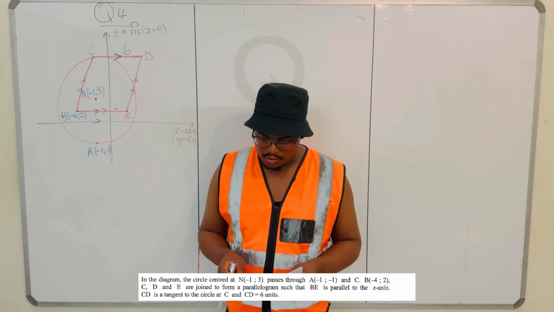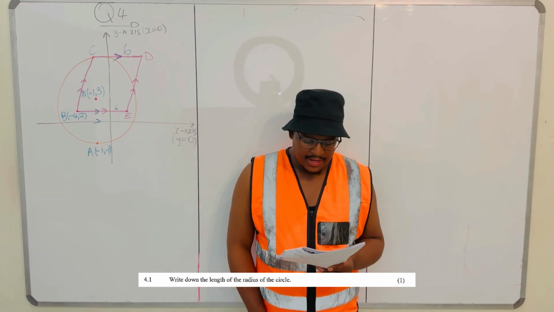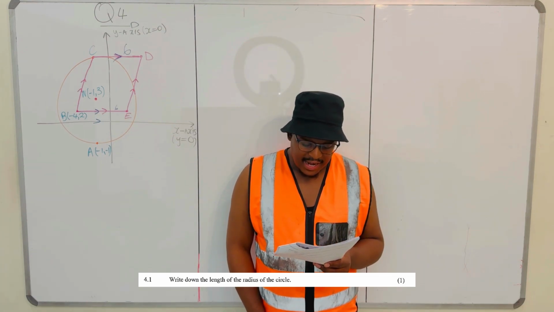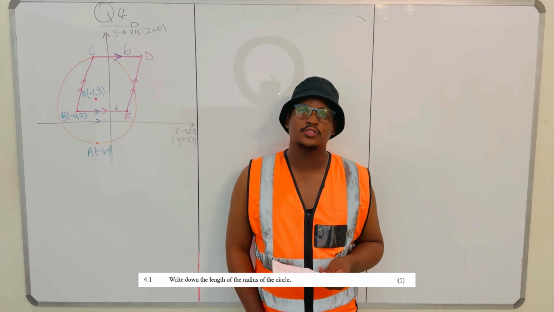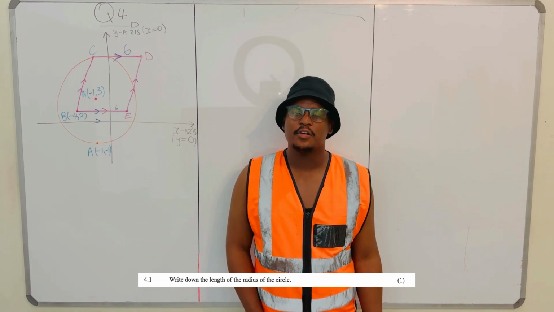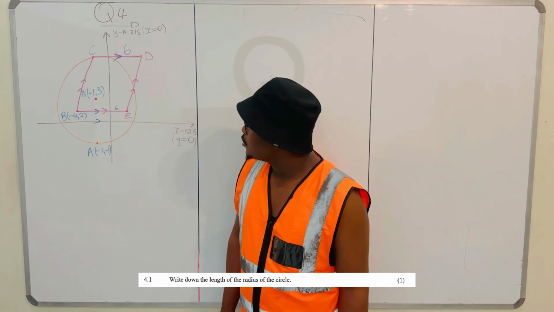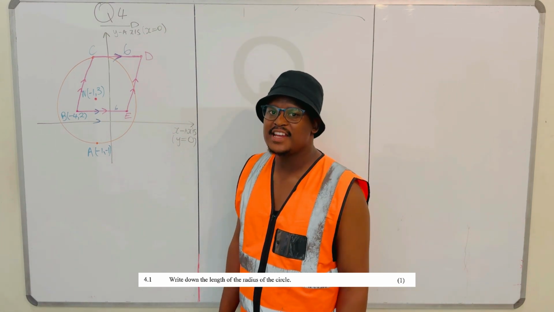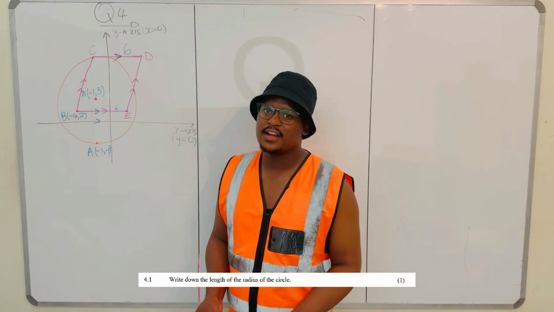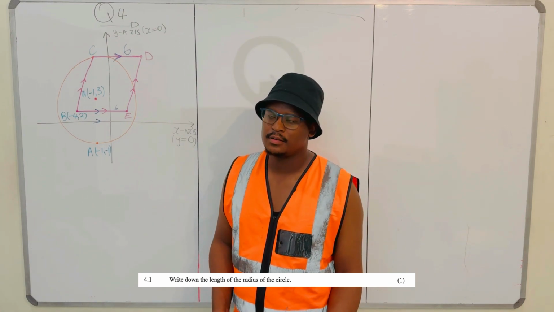So, I'll go to the first question. 4.1. They're saying write down the length of the radius of the circle. So, they want us to write down the length of the radius of the circle. No problem. So, what is the radius? A radius is the distance measured from the center of the circle to the circumference of the circle.